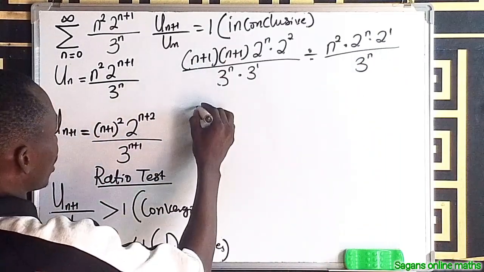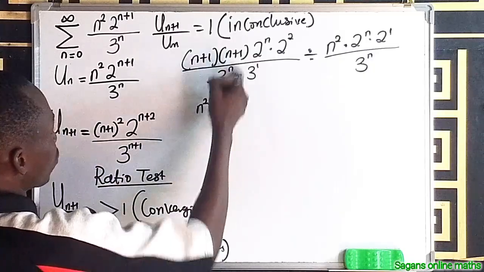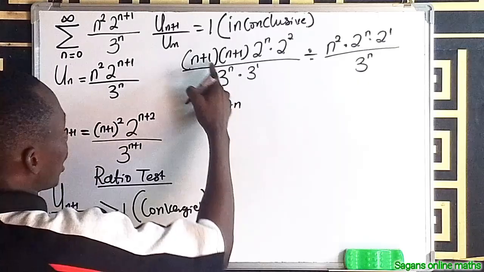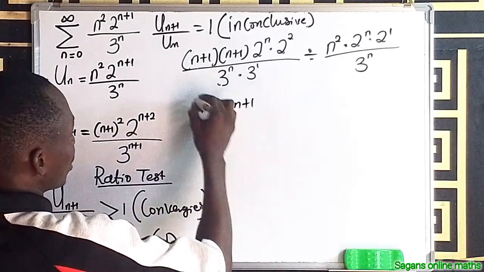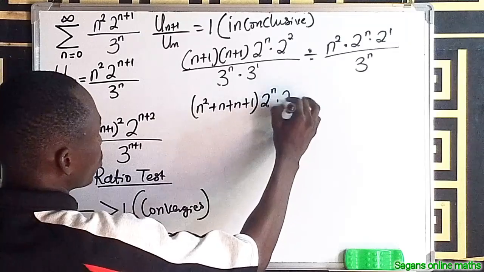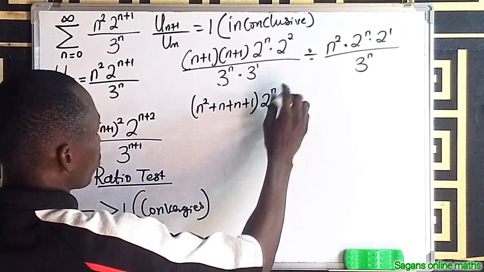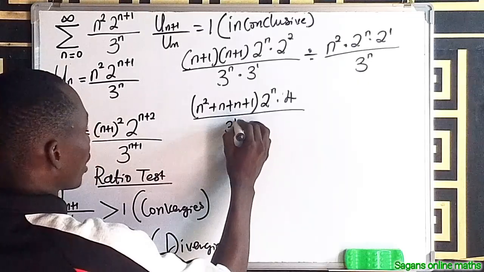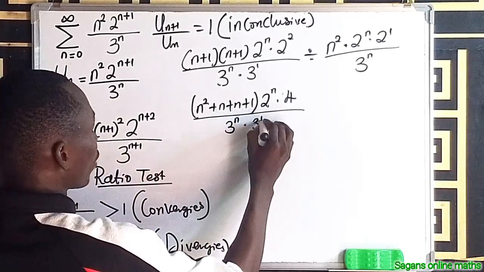n times n will give us n squared, right? n times 1 will give us plus n. And 1 times n will give us plus n. And 1 times 1 will give us plus 1. Okay? Then this will become 2 raised to the power of n multiplied by 2 raised to the power of 2, which will give us 4, because 2 raised to the power of 2 is 4. Then all divided by 3 to the power of n multiplied by 3 to the power of 1.